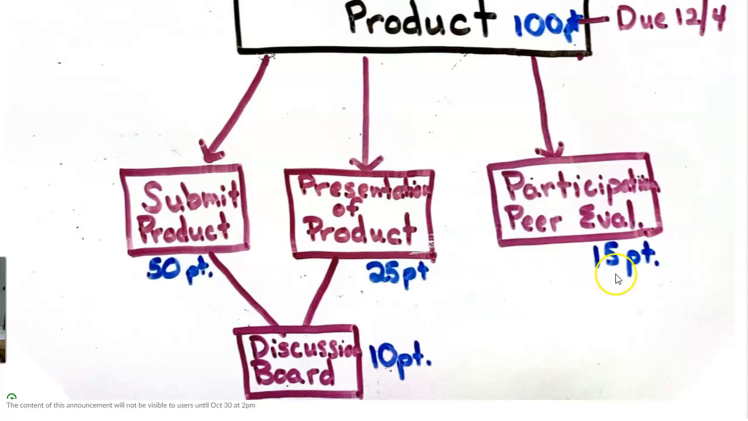And then the final piece of the project is a participation peer evaluation. You're going to be giving points for participation. The goal is always to have equal participation or contribution for group projects. And that is where I will see that, and I will give participation points based on those peer evaluations.